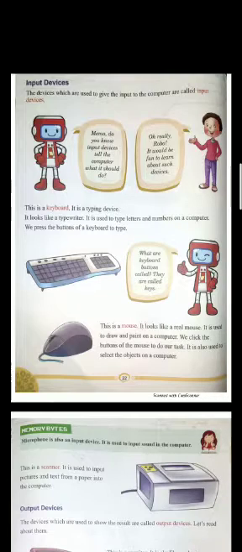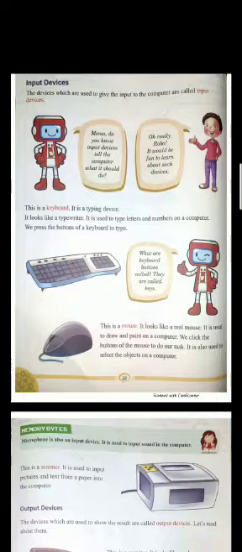The devices which are used to give the input to the computer are called input devices. Here again there is a conversation between Memo and Robo. Robo asks Memo, "Memo, do you know input devices tell the computer what it should do?" Memo says, "Oh really, Robo? It would be fun to learn about such devices."